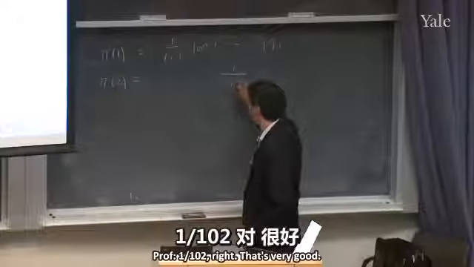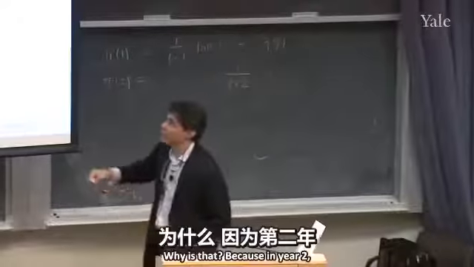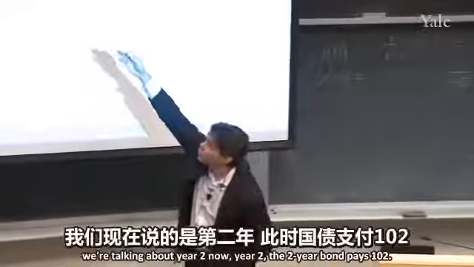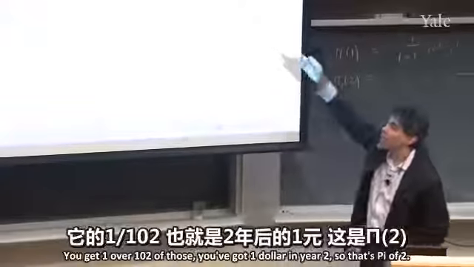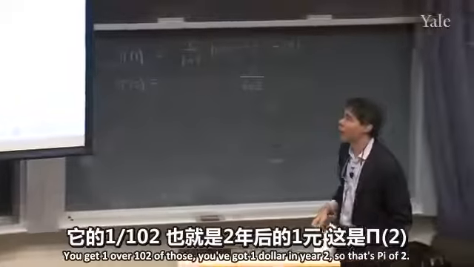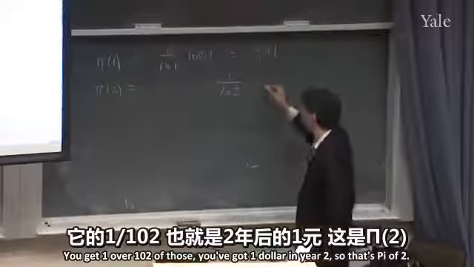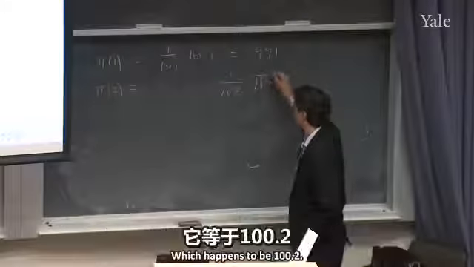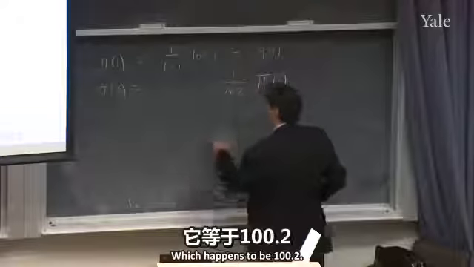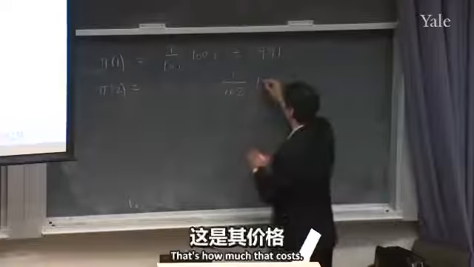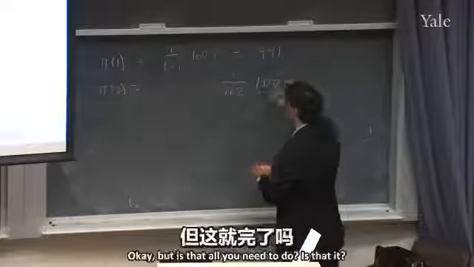1/102. That's right. That's very good. Why is that? Because in year 2, the 2-year bond pays 102. If you get 1/102 of those, you've got $1 in year 2. So that's pi of 2, which happens to be 100.2. That's how much that costs.